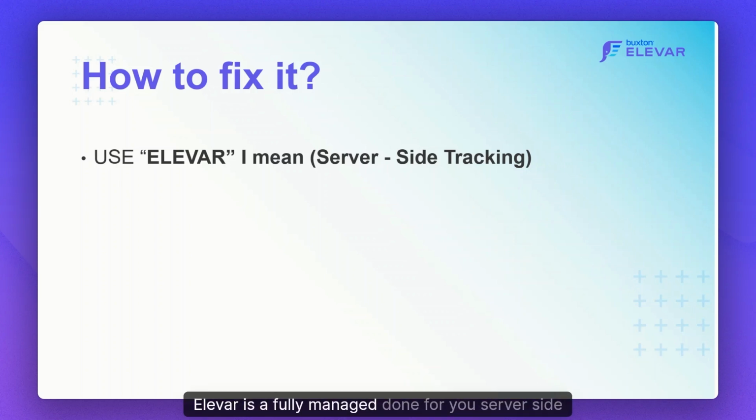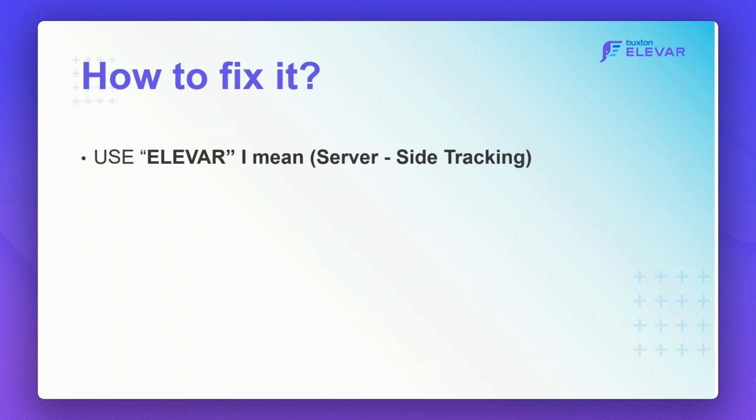Elevar is a fully managed, done-for-you server-side tracking solution built for e-commerce brands. It handles all the technical heavy lifting so your team doesn't have to get lost in GTM setups, debugging GA4 events, or managing pixel deduplication across platforms. Now let's jump in and I will show you exactly how to configure GA4 using Elevar and how simple it can be to get accurate tracking up and running.